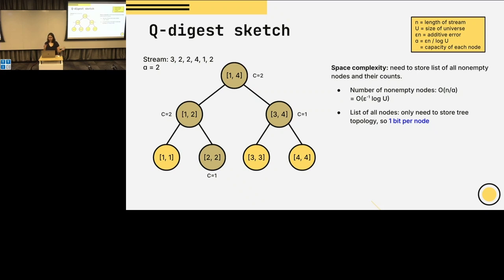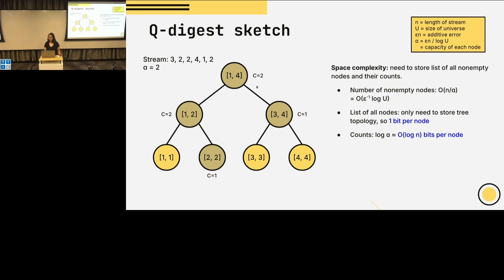Yeah, so for each of these nodes that we discussed in the previous step, you only need 1 bit per node to store it, because you just need to store the structure of the tree, which is a binary tree, so it just takes 1 bit per node. You can show that a binary tree takes 1 bit per node to specify the structure. Right.